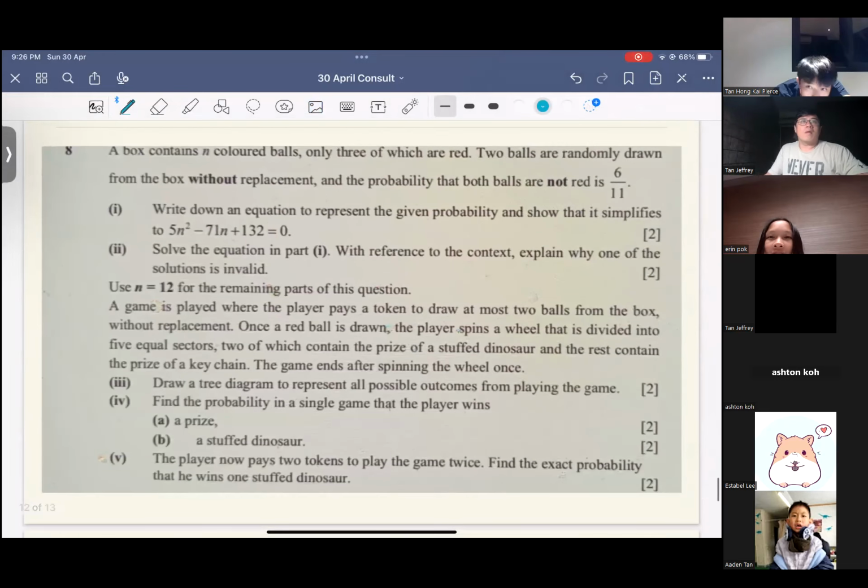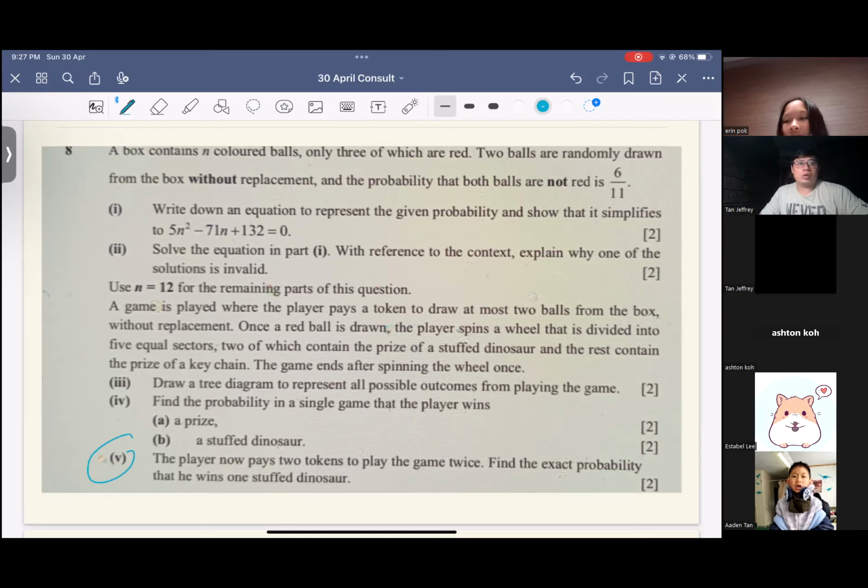Okay, this one I need to digest. Give me a while. A game is played where the player draws 2 balls. A red ball, I spin a wheel to win. The player plays 2 times to find the probability that he wins 1 stuffed dinosaur. Let me look at the answer. Part 5, right?